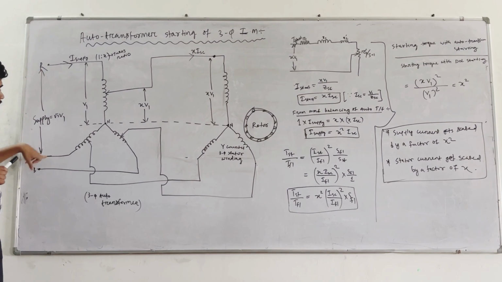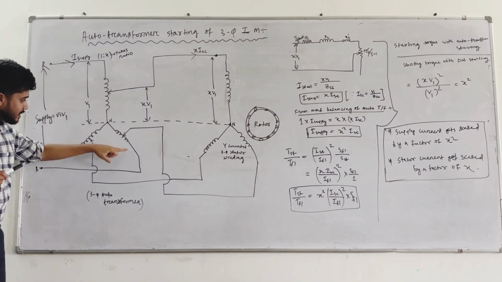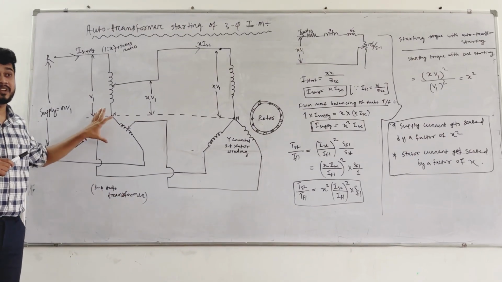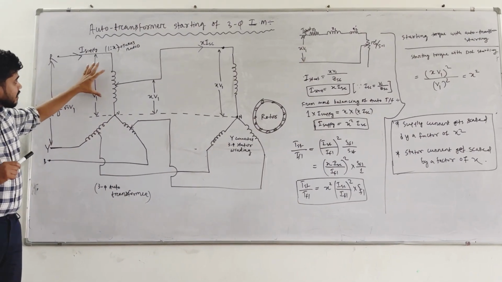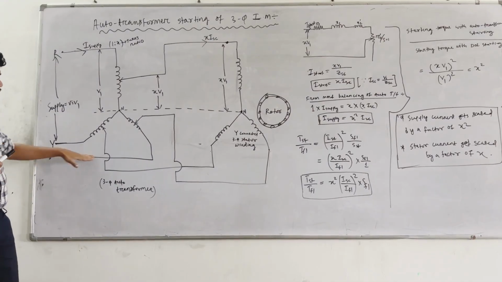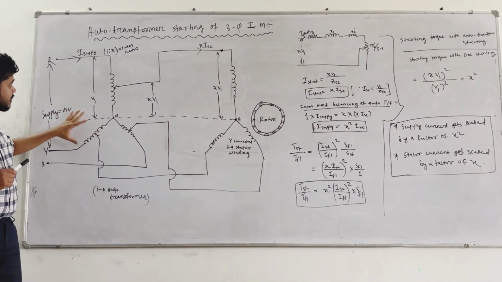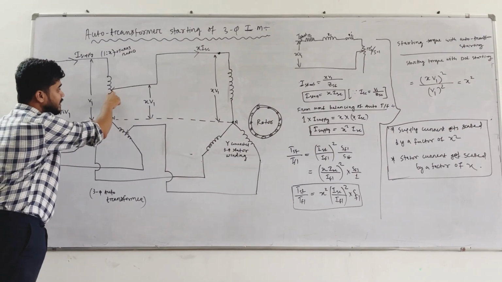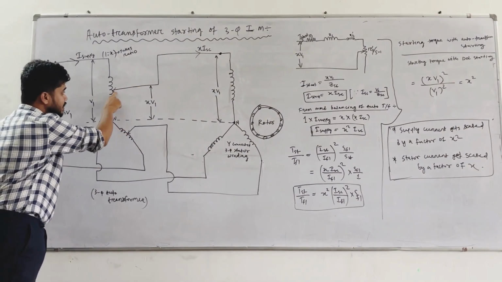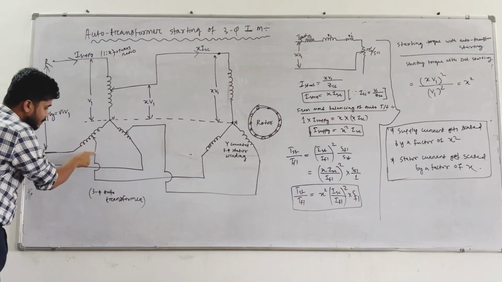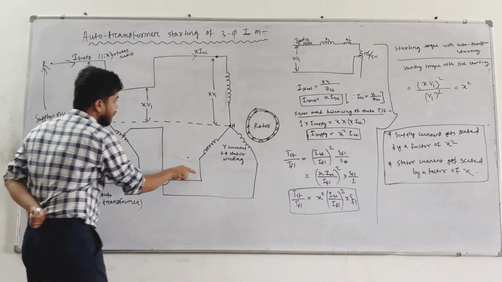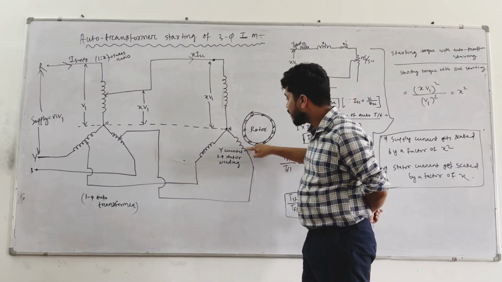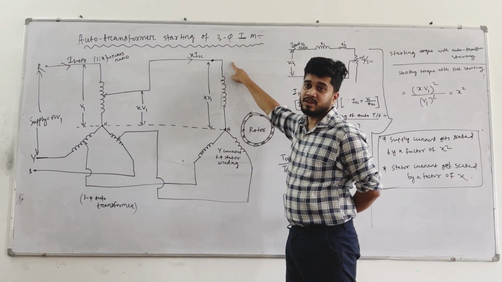So that three phase supply is given to an auto transformer. This is a star connected auto transformer. Okay, this is a three phase auto transformer. So B is given to the auto transformer like this. Then what we are doing, we are taking the points from the auto transformer, this point and this point. These points are taken and these points are connected to the starter winding of my three phase induction motor.